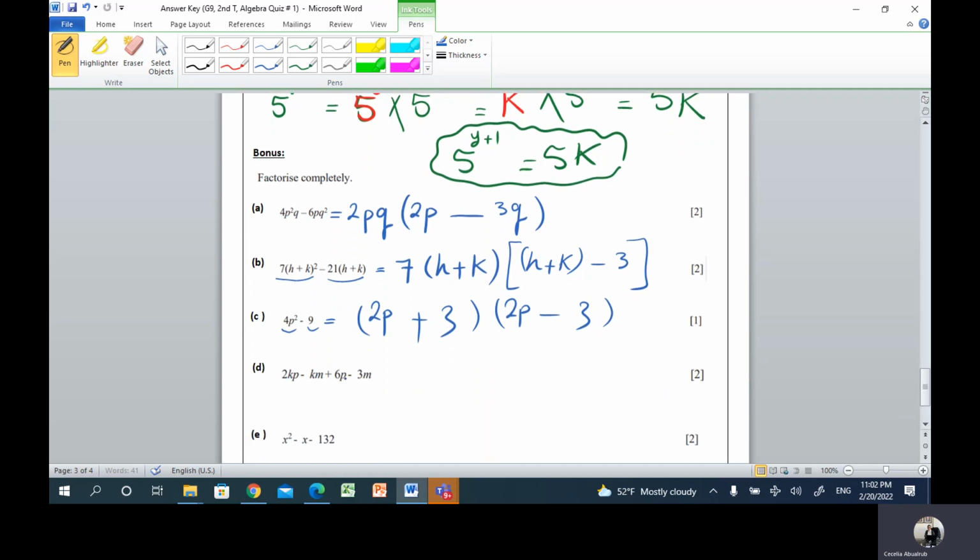We have 1, 2, 3, 4 terms. Take the first two and then take the second two. 2kp minus km, the common factor is k. And 2p is the first term inside the bracket. K times 2p will get us 2kp. Then k times negative m will get us back negative km.